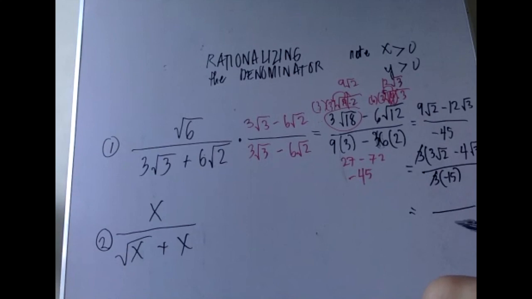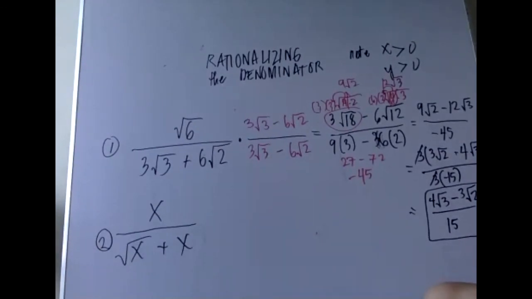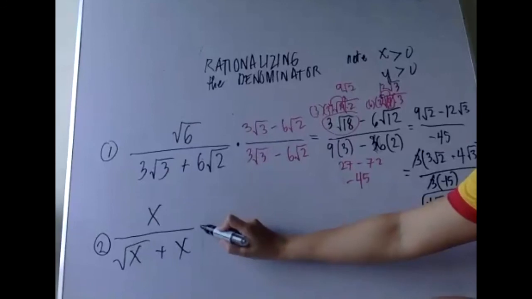Okay? Here we will have 15. Ito, negative. Unahin na natin to. 4 square root of 3 minus 3 square root of 2. Binaliktad ko lang para nauna yung positive. Okay? Pero pwede rin yung negative 3 square root of 2 plus 4 square root of 3. Pareho lang yun. Final answer is this one. Okay? May questions pa about it?